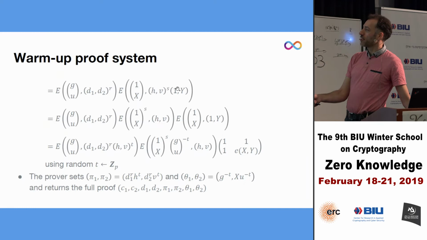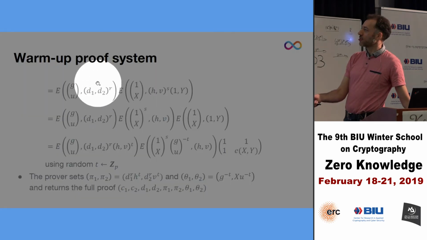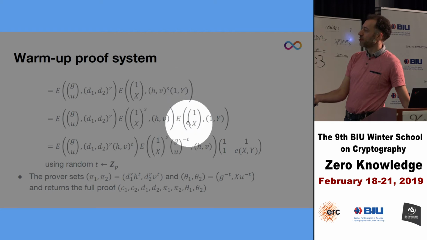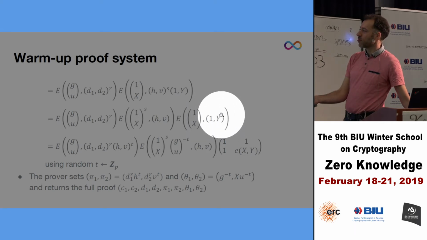Okay, so what do we get? We still have this left-hand side here. And here we have 1X, and we move this S over here. Right? And then we also use the bilinearity to split it in two. So here we have the extended bilinear map to 1X and 1Y. Okay, so far so good.